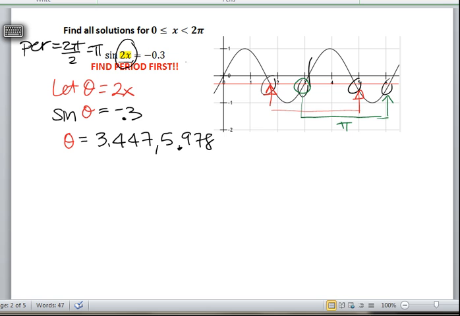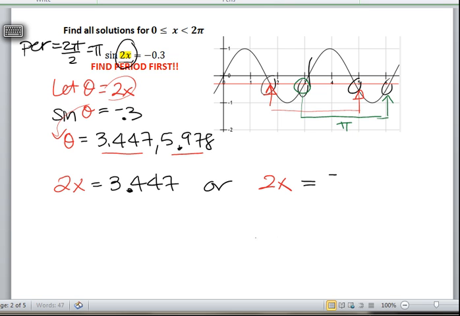But we're not done, because we're trying to solve for x, not theta. We made the substitution, so what we need to do right here is take this 2x and substitute it back in for theta. And we'll have two equations to solve. So we know that theta is equal to this or this. That means that 2x is equal to 3.447, or 2x is equal to 5.978. And I need to solve for x.